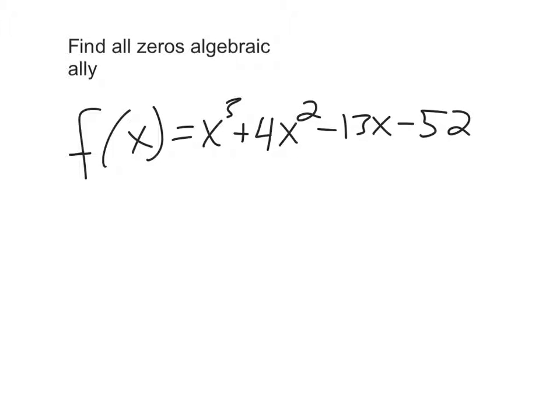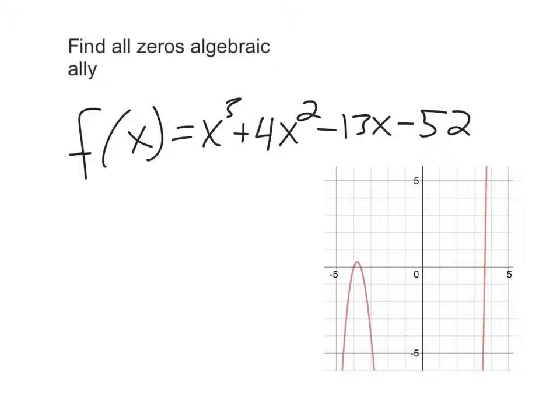So if you have to find the zeros of a function algebraically, you're going to want to try to find at least one zero to start you off. Then you're going to break it down by using division. So we're going to graph this guy to get an idea of what the zeros are. Here's what it looks like graphically.